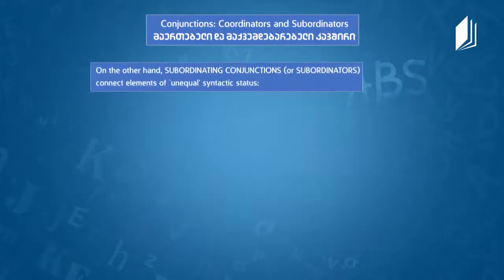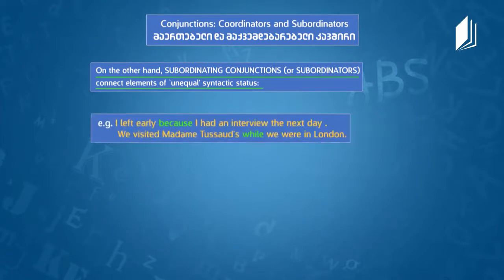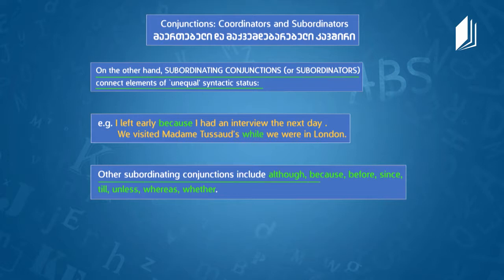On the other hand, subordinating conjunctions, or subordinators as they are called, connect elements of unequal syntactic status. For example, I left early because I had an interview the next day. Or we visited Madame Tussauds while we were in London. Other subordinating conjunctions include although, because, before, since, till, unless, whereas, and whether. Very useful words. Really.